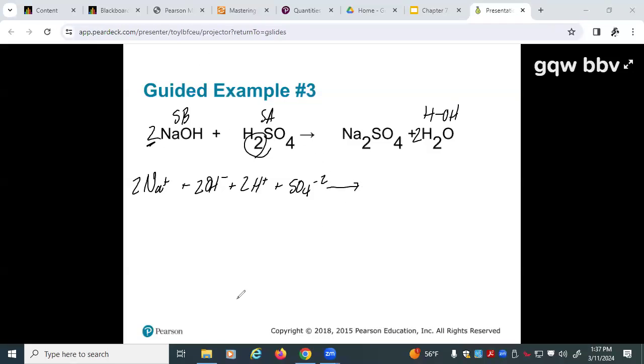On the product side, I've got sodium sulfate. Sodium is in group 1. All group 1 salts are soluble. So I know that sodium sulfate is going to break apart because it is soluble. So I'm going to need sodium ions and sulfate ions. And the 2 here gives me that I have 2 sodium ions as a result.